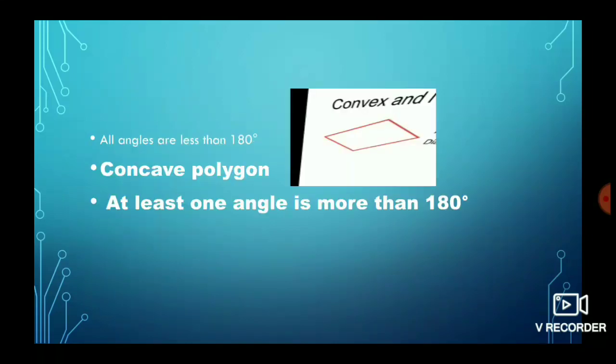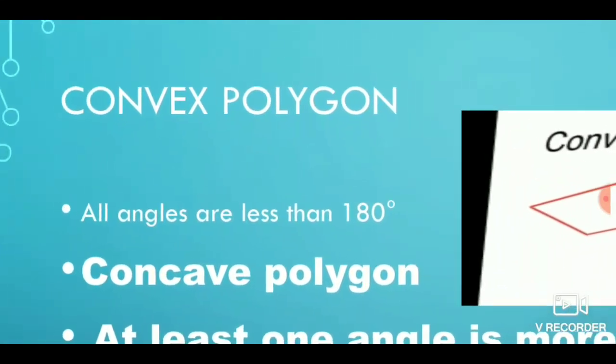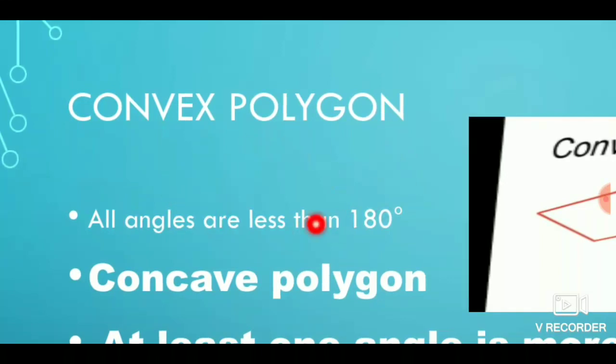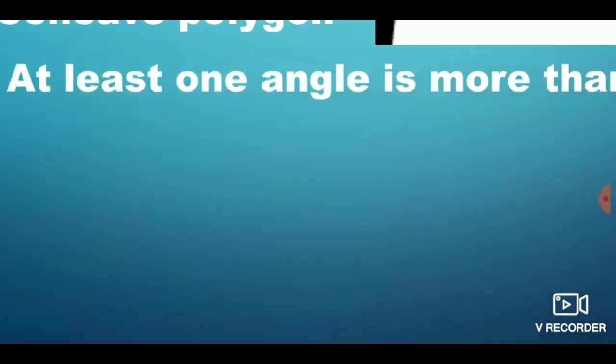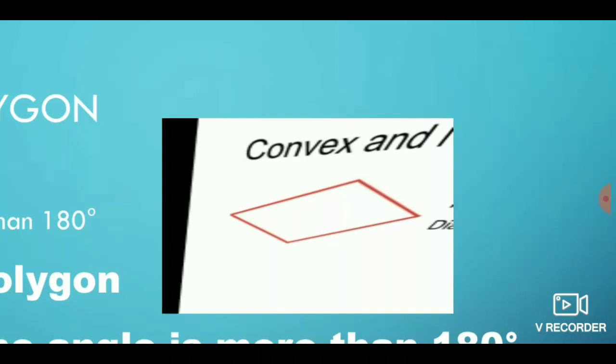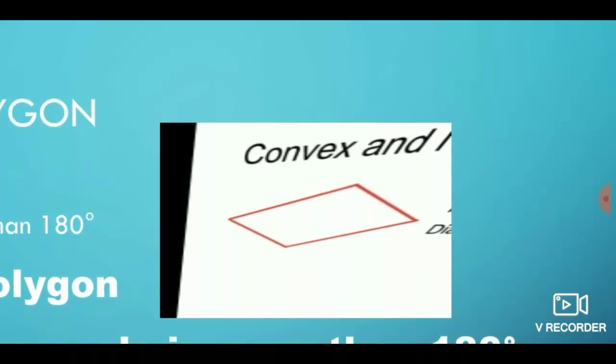Now what is a convex polygon? In a convex polygon, all angles are less than 180 degrees, and you can see the example figure here. In a convex polygon, all the diagonals must be in the interior of the polygon.